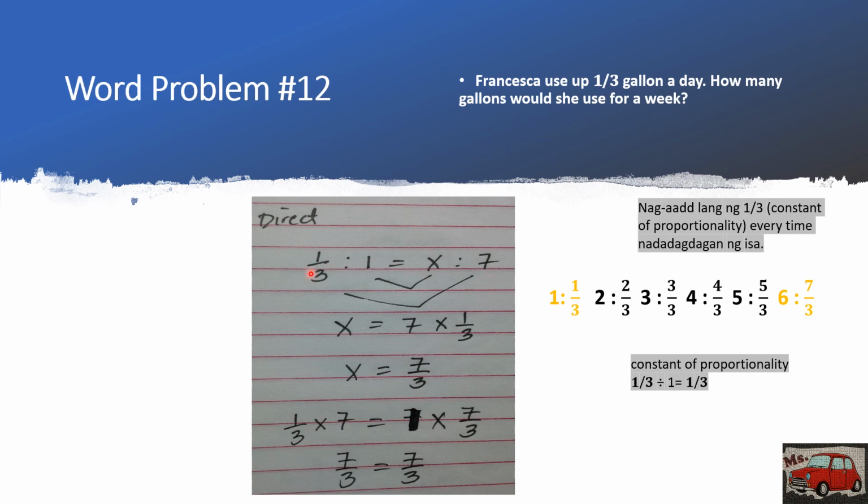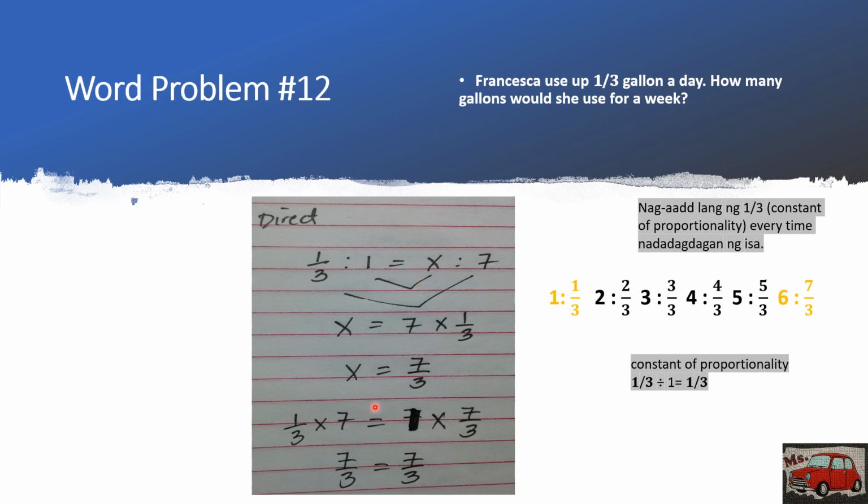Okay, so let's do the multiplication. So, 1 times x. So, again, 1x lang yan, but we don't need to write the 1. Okay? So, 1/3 times 7. So, we have 7 times 1/3, pwedeng baliktad. So, when we do that, again, kapag whole number, ang denominator niya lang is laging 1, right? So, imagine mo 1 yung nasa ilalim. So, 7 times 1, that is 7. 1 times 3, that is 3. So, x is equivalent to 7 over 3. So, ibig sabihin, 7 over 3 gallon ang magagamit ni Francesca for a week.